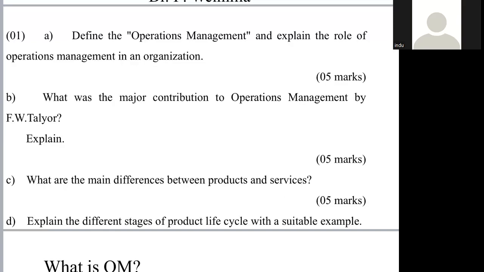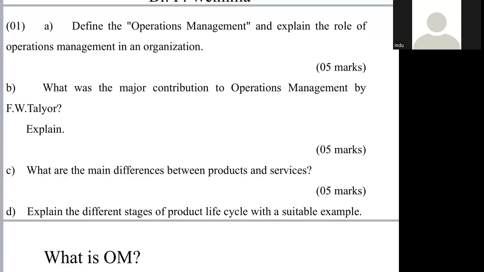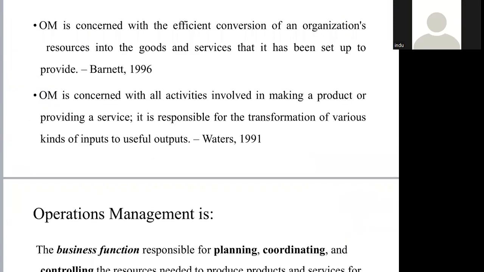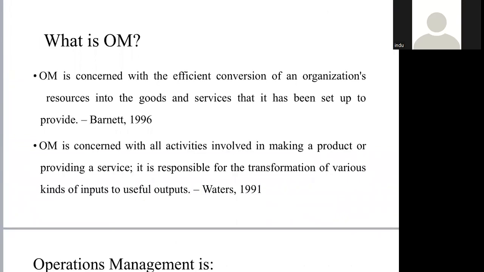The first section's part 1 is: define operations management and explain the role of operations management in an organization. When you answer, since it asks to define operations management, it is better if you can give the correct definition, or one definition from any author.